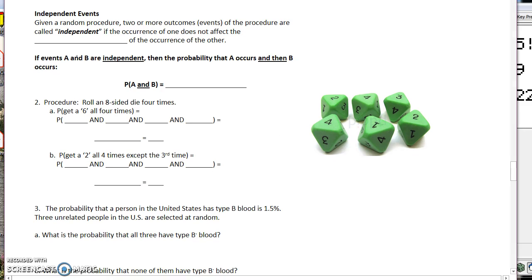Given any random procedure, two or more outcomes or events of the procedure are called independent if the occurrence of one does not affect the probability or occurrence of the other one. So again, flipping a coin has nothing to do with rolling a die. Think about it in this next one. If events A and B are independent, the probability of A occurs and then the probability of B occurs, we're going to do what we did just in the last problem. You just multiply their probabilities.